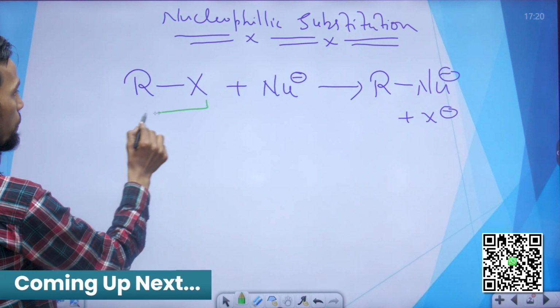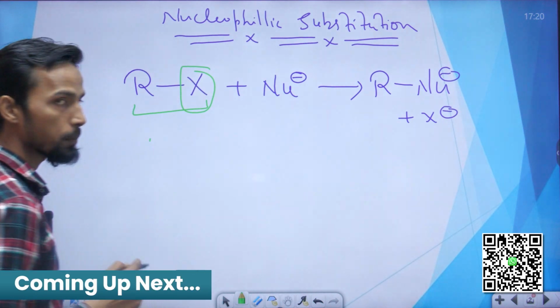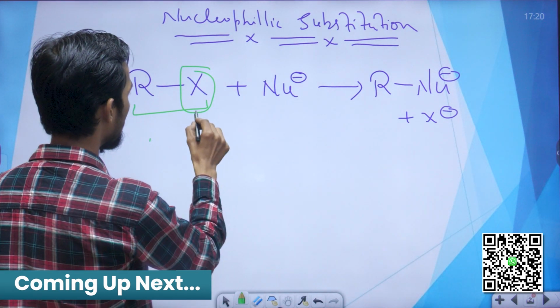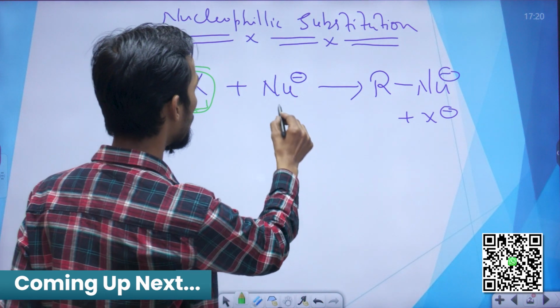This is our group. This is RX, and the replacement, or you can say substitution, of this takes place. This X or any group is being substituted with this nucleophile.